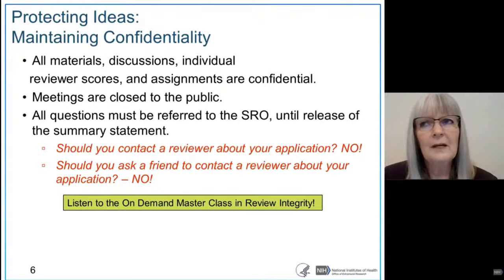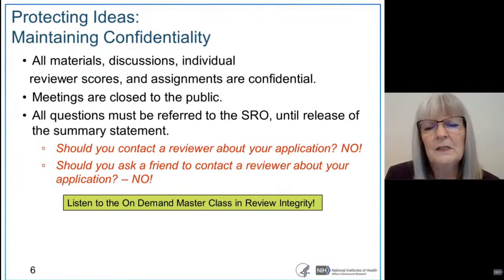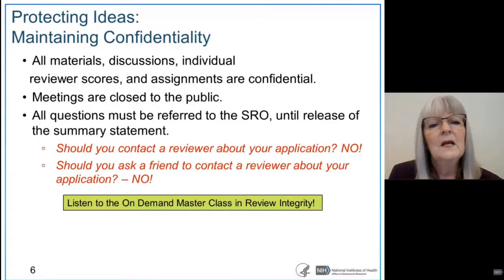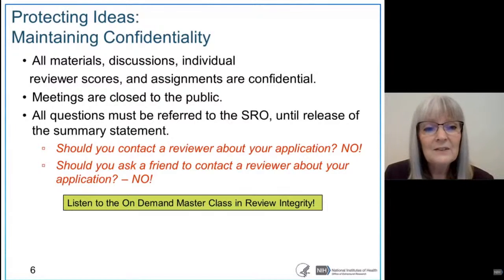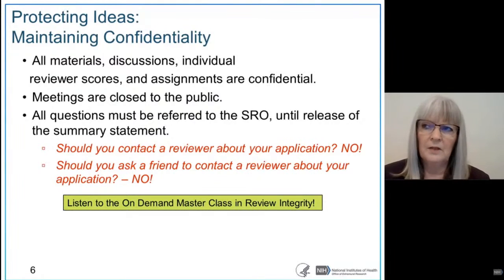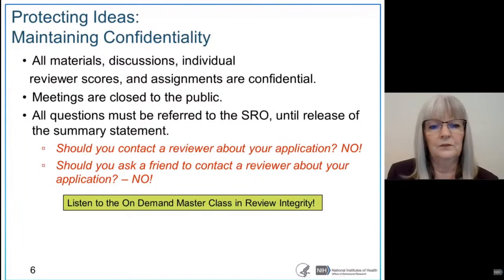Okay, we also mentioned that you might want to protect the ideas that are coming in through the grant applications, and we do this by maintaining confidentiality. All materials, discussions, individual reviewer scores, and assignments are confidential. The review meetings are closed to the public, and all questions must be referred to the scientific review officer running the meeting until release of the summary statement, at which time the point of contact becomes the NIH program official.